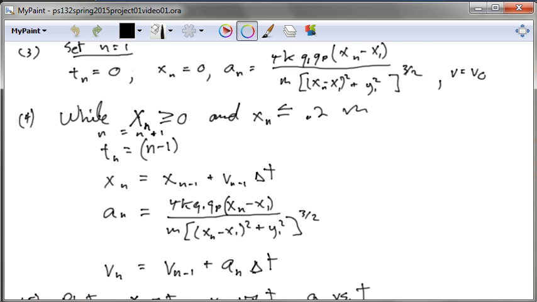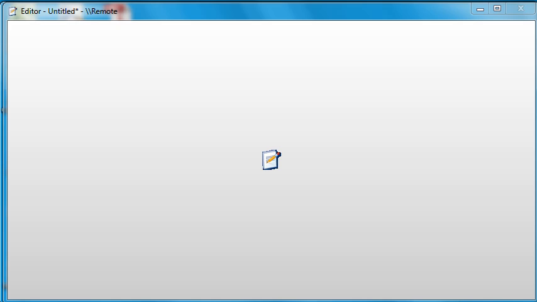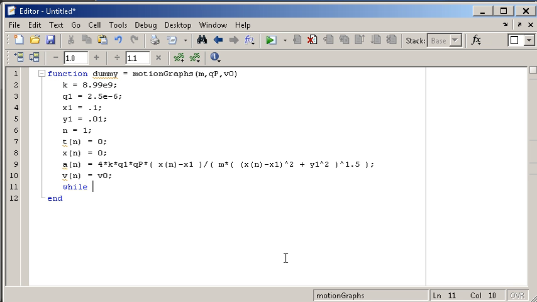Okay, then we have to do this while loop. While xn is greater than or equal to 0, but less than or equal to 0.2 meters, do all this stuff. So let's see if we can type in a while loop here. While x of n greater than or equal to 0, and the double ampersand, x of n less than or equal to 0.2. Do all this stuff, and I'll type in an end for the end of the while loop, and here the stuff that it's got to do.